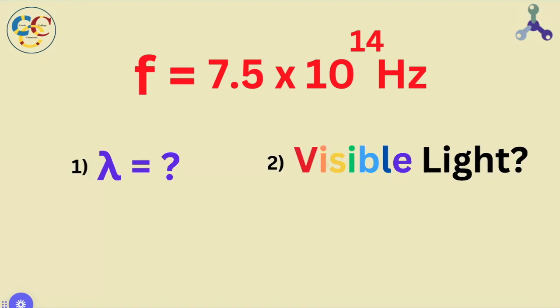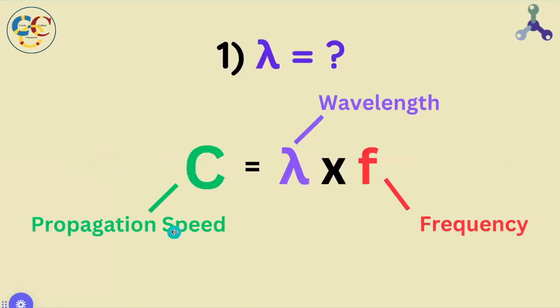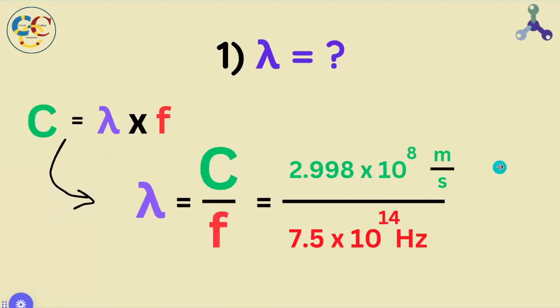And we're going to use this equation. c is equal to lambda times f. c is propagation speed, lambda is wavelength, and f is frequency. We're going to take this equation and rearrange it to solve for the unknown. We know what propagation speed is. It's the speed of light, 2.998 times 10 to the 8 meters per second. And we also know the frequency because we were given that, 7.5 times 10 to the 14 hertz.